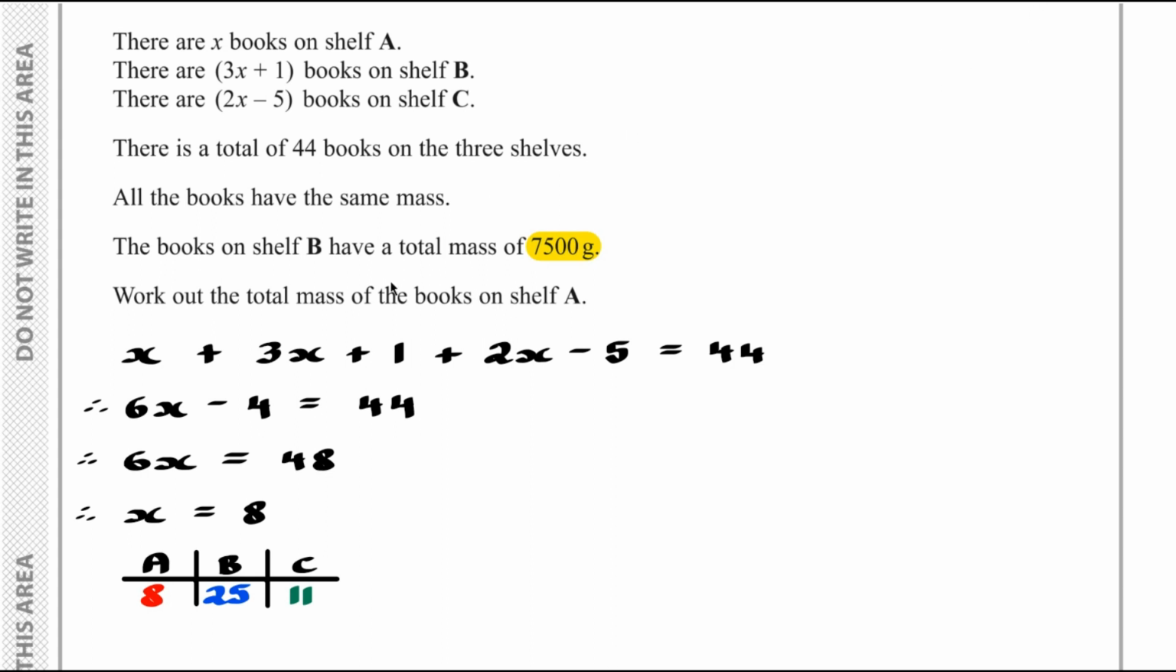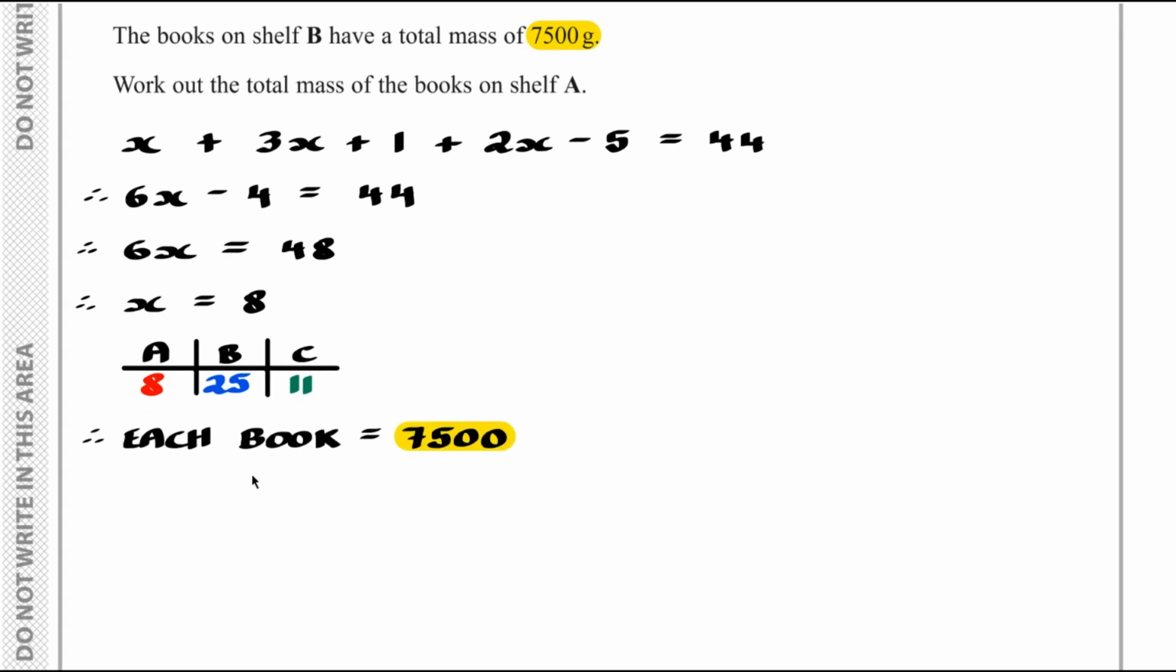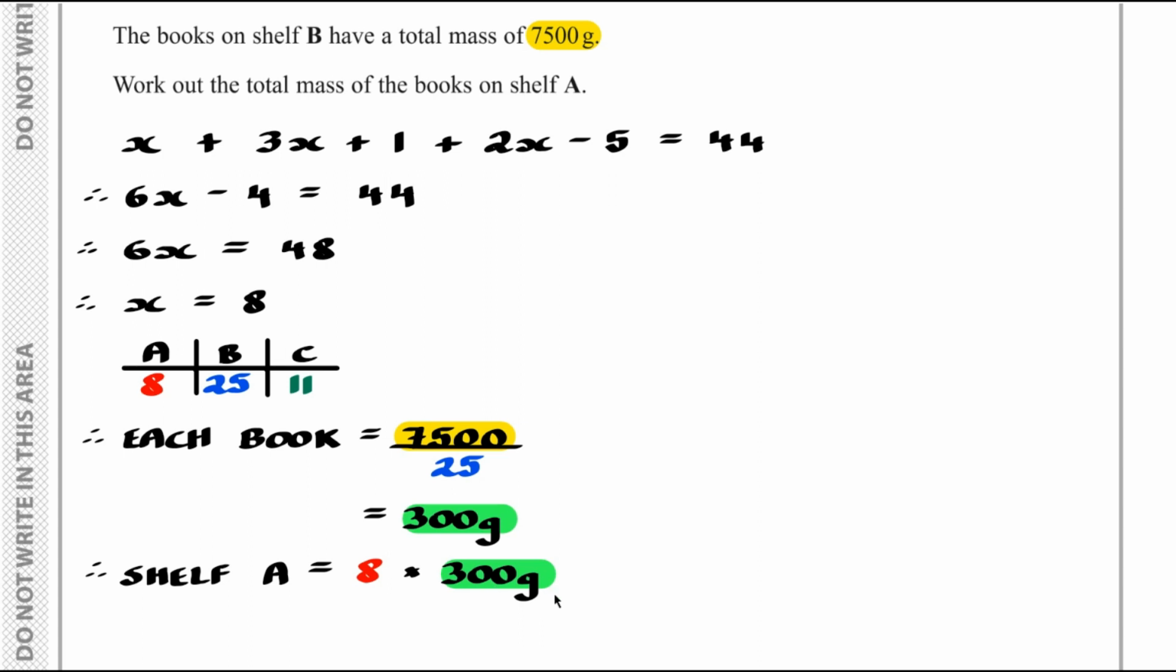I know that the total mass of books on B is 7,500, and I've got 25 books. So each book is equal to 7,500 divided by 25, which is equal to 300 grams. So on shelf A, because I've got 8 books, 8 times 300, that's 2,400, so I've got 2,400 grams.